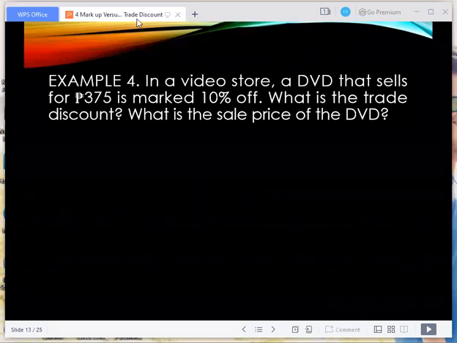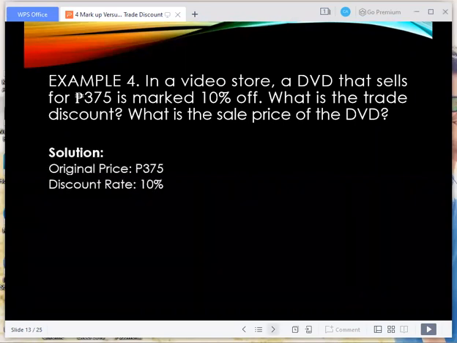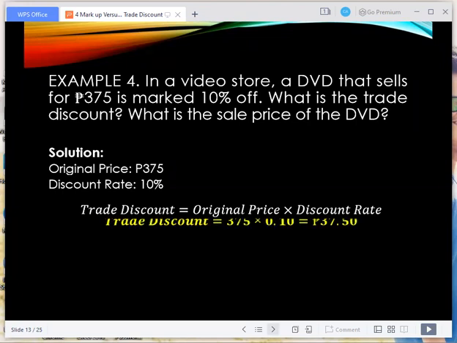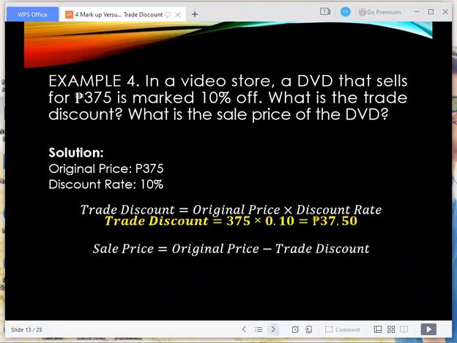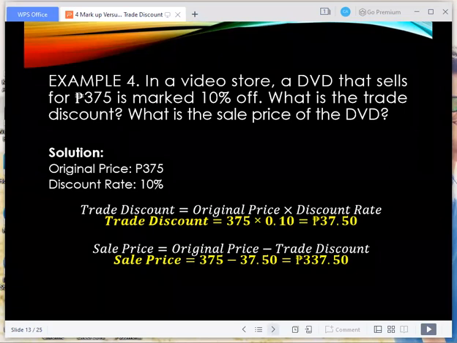Okay, let's proceed. Let's check if your answer is correct. So again, the original price is 375 with a discount rate of 10%. We'll have a trade discount of 37.5 pesos. Okay. Now, for the sale price, that would now be the original price, 375, minus the trade discount. You'll get 337.5. Congratulations.